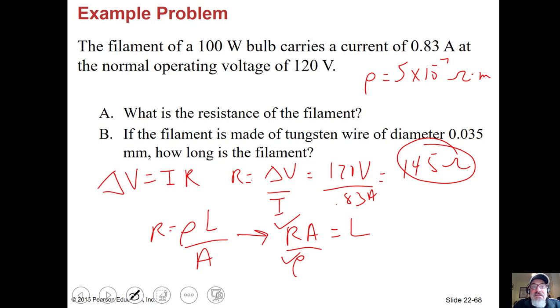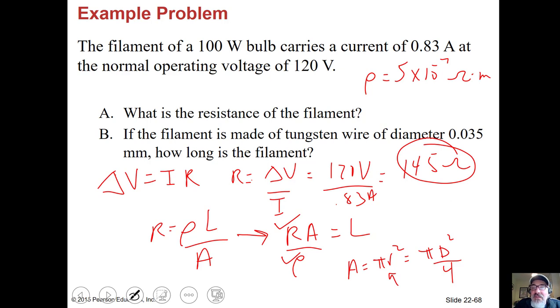Now the area is going to be the area of a circle. I'm not going to put the numbers in, but you saw from the last slide, this was pi r squared, or you can write it like this, pi diameter squared divided by 4. If you put diameter divided by 2 into the formula for the resistance, you square that term, and that's why you get this number.